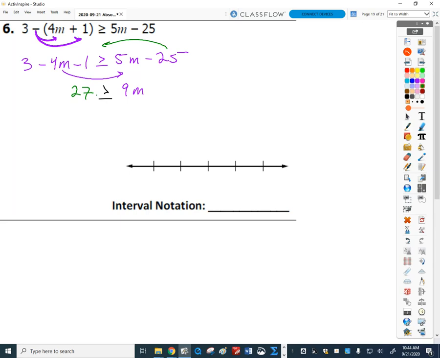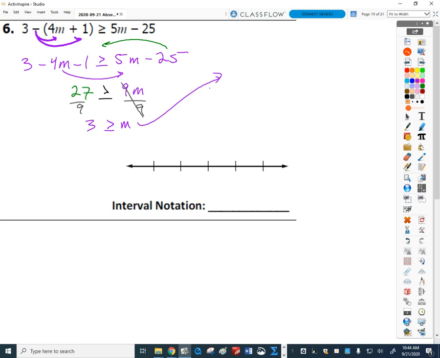I'm seeing people are saying it. Divide by positive 9, which means I don't have to flip the sign, and I get m is less than or equal to 3. Now that looks kind of backwards, doesn't it? Right? So how would we probably want to rewrite that?